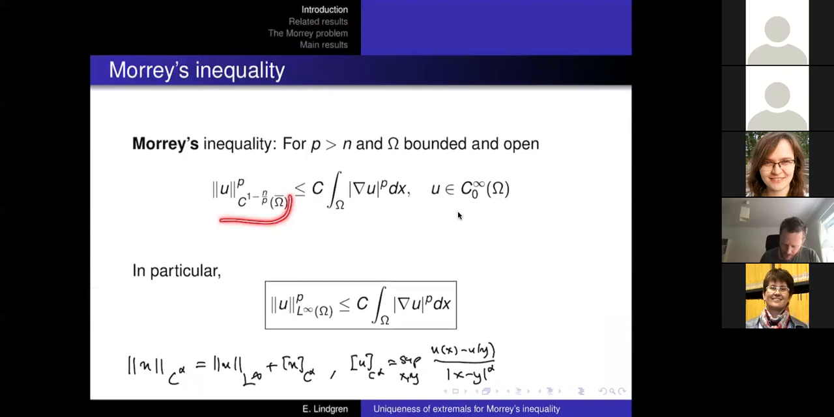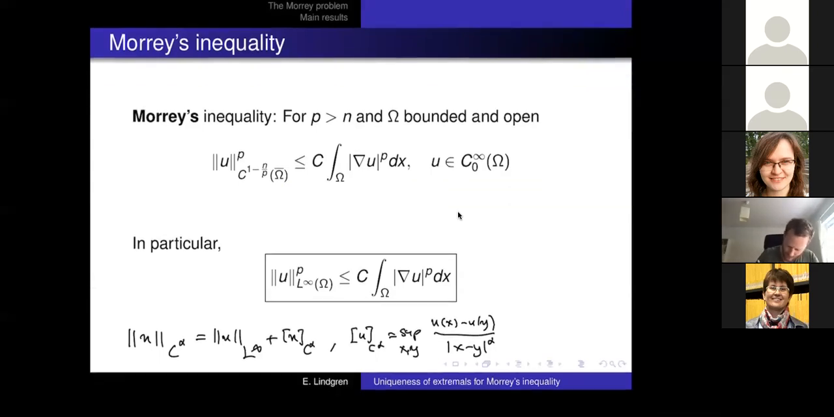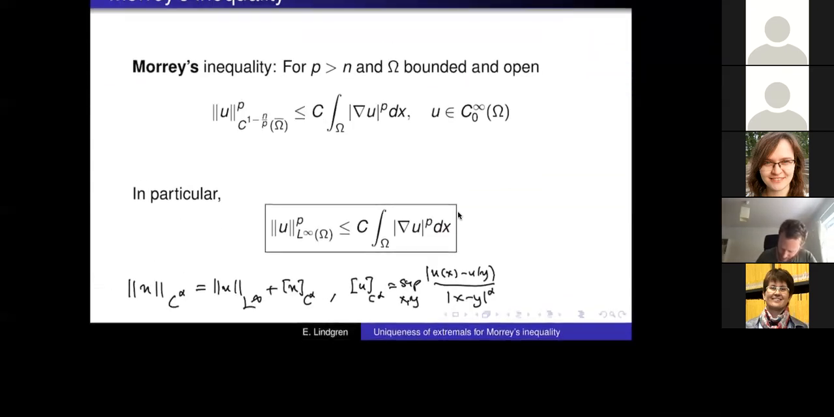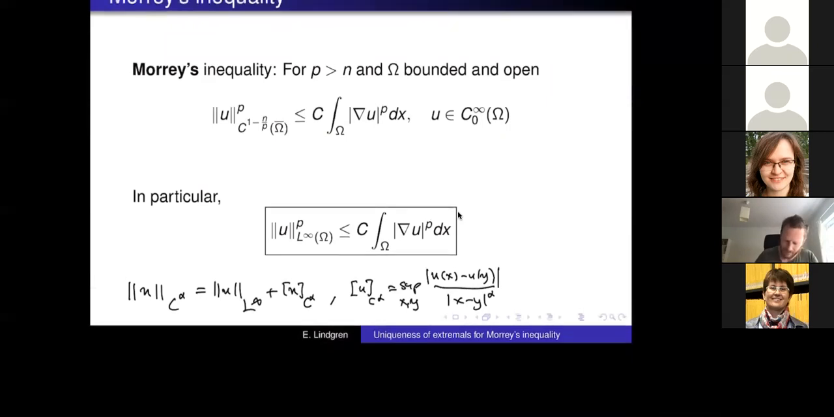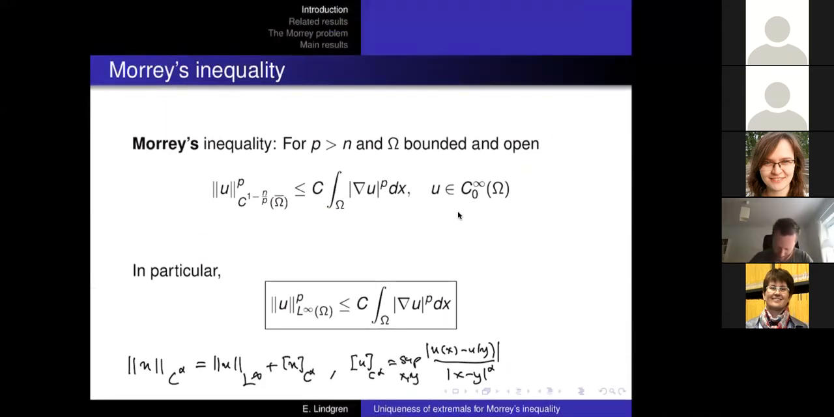So the norm here contains two terms, the infinity norm and the semi-norm C alpha. Don't forget the modulus. Oh, yes, sorry. Thank you for the reminder. Without modulus, this is the same. Yeah, okay.